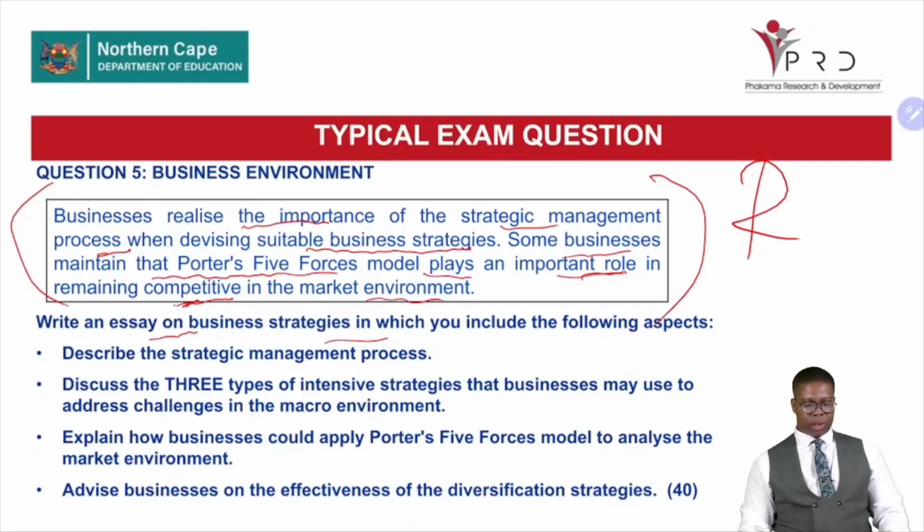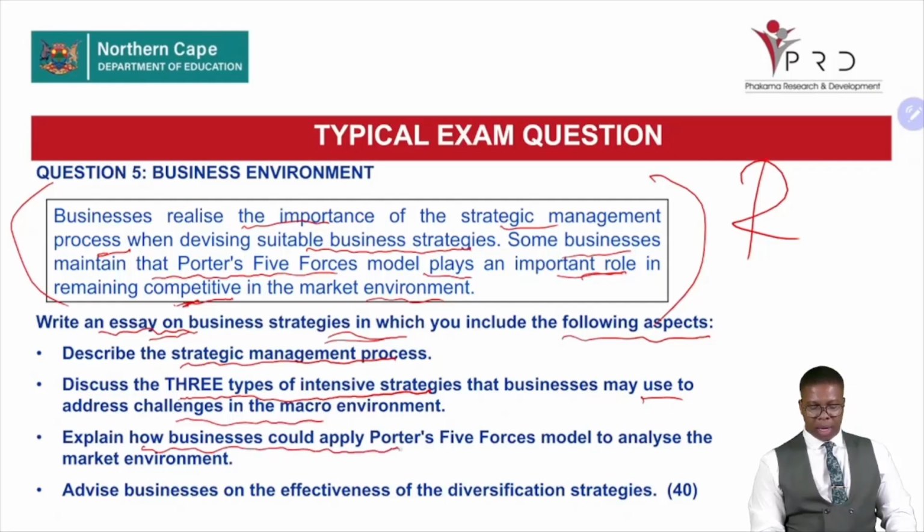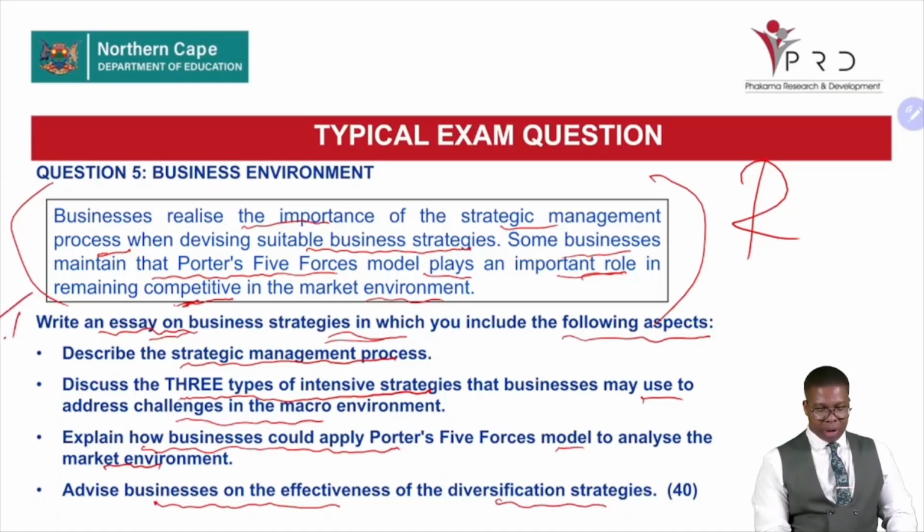Now, the instruction to you would be: write an essay on business strategies in which you include the following aspects. Describe the strategic management process. Number 2, discuss the 3 types of intensive strategies that the business can use to address the challenges of the macro environment. Explain how businesses could apply Porter's 5 forces model to analyze the market. And then the last part would be advise businesses on the effectiveness of the diversification strategy. So remember, you should have an introduction again and a conclusion. And in between, you should have your first subheading, your second, your third, and your fourth subheading.